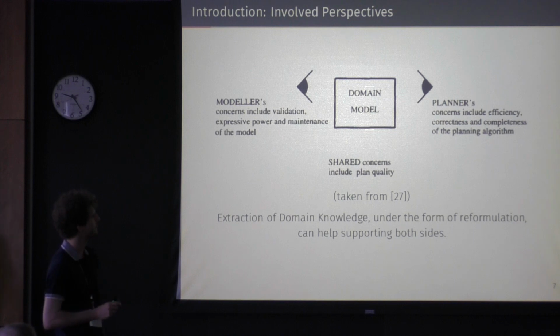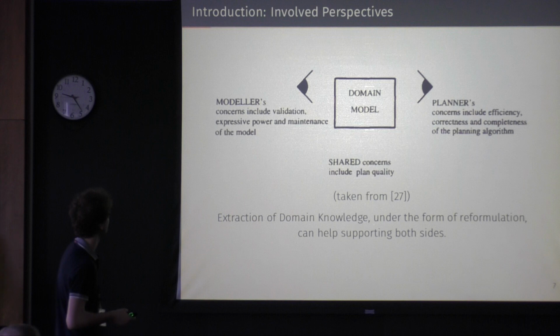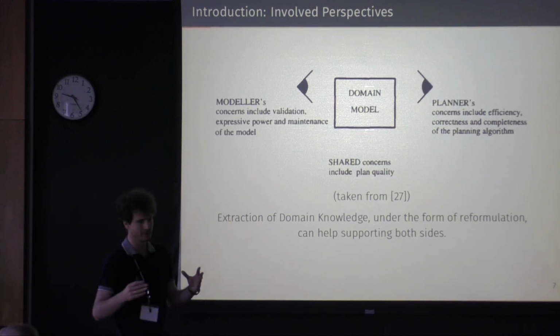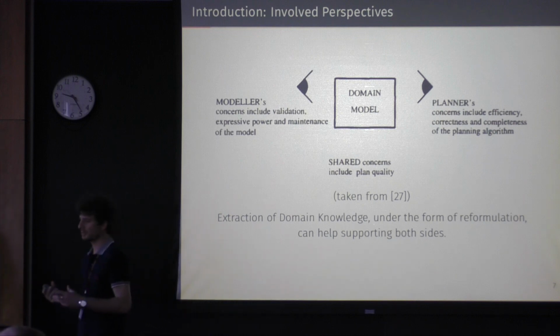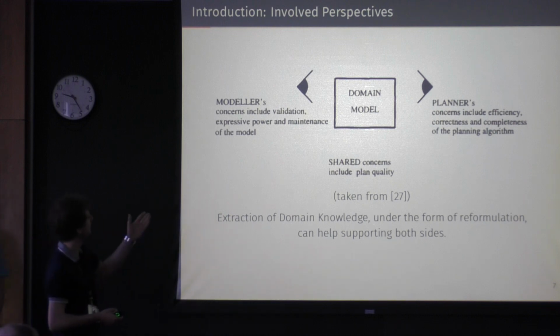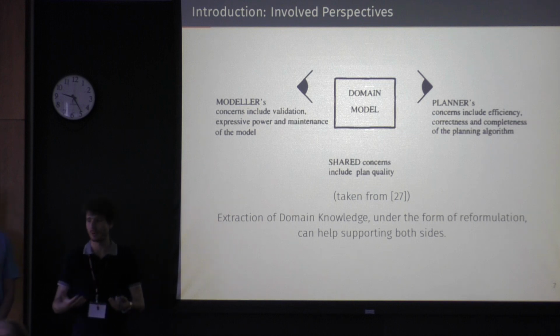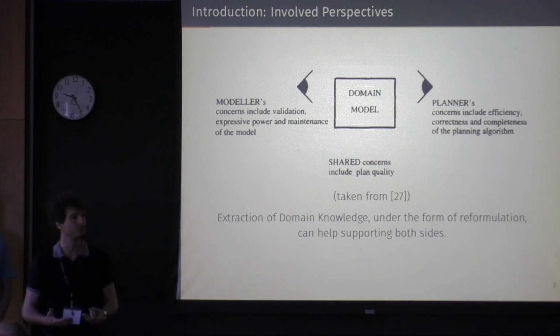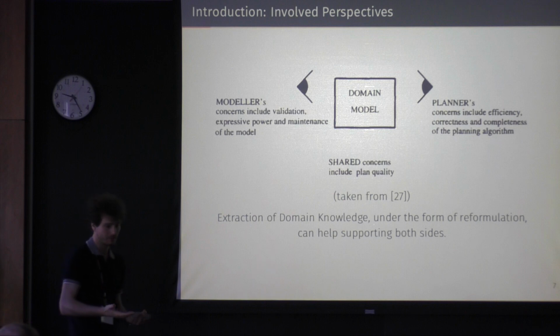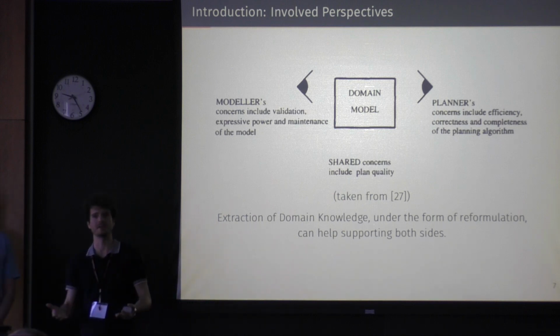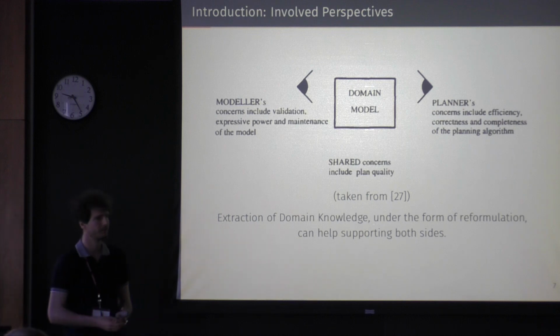This is some sort of an overview which is taken from a work from McCluskey and Porteous, I think from 2009, something like that. So you have a domain model in the center, right? And then you have two different and actually conflicting perspectives. Because on the one hand, from the modeler side, from the human side, what you want to do is to have something which is human readable, which is easy to validate, to maintain, that basically doesn't need documentation. So you can read the model once and understand what is going on.